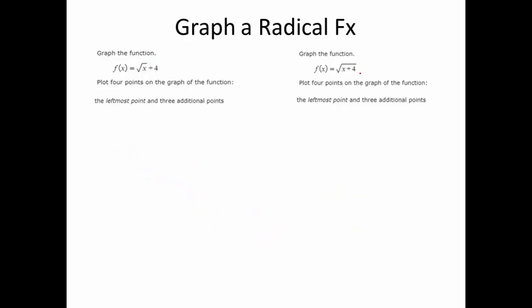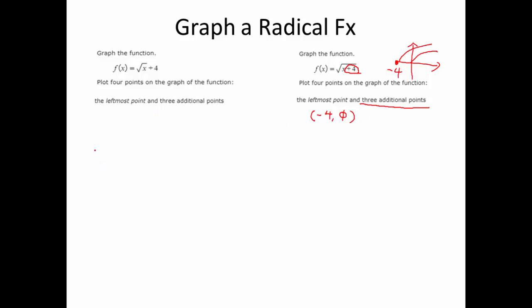Now let's take a look at this example. The plus 4 is inside the radical function, which means it's going to shift to the left by 4 units. The leftmost point this time is negative 4, 0, because we start with the parent function right here and shift to the left by 4. So this is negative 4. But we still need 3 additional points. The skill here is to find some good points to graph it, that's all.